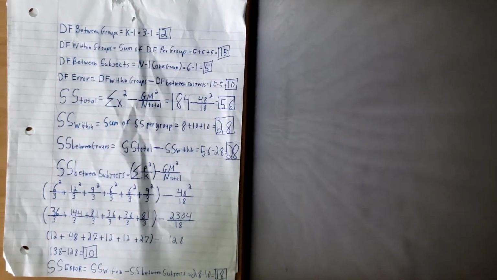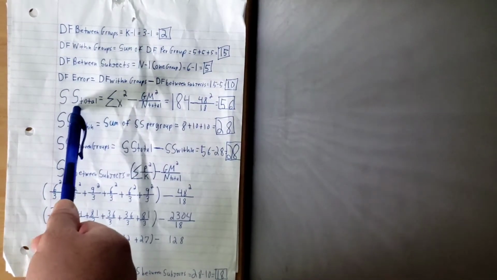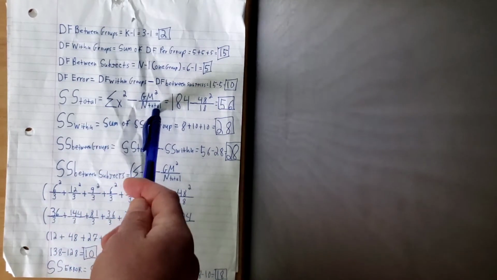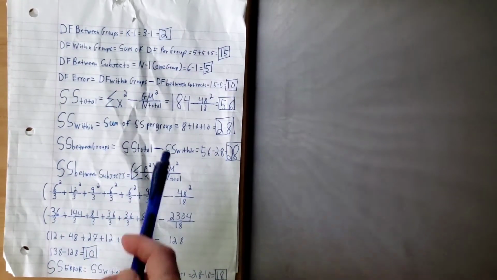Next, you have to complete sum of squares. The first sum of squares you should do is sum of squares total. That's the sum of x squared, which is given, which is the sum of all the scores in the study, minus the gram mean squared. You'll see it labeled as G in your textbook, but G means gram mean, so I'm labeling it as GM. GM squared over N total, which is the total number of scores in the study, not participants.